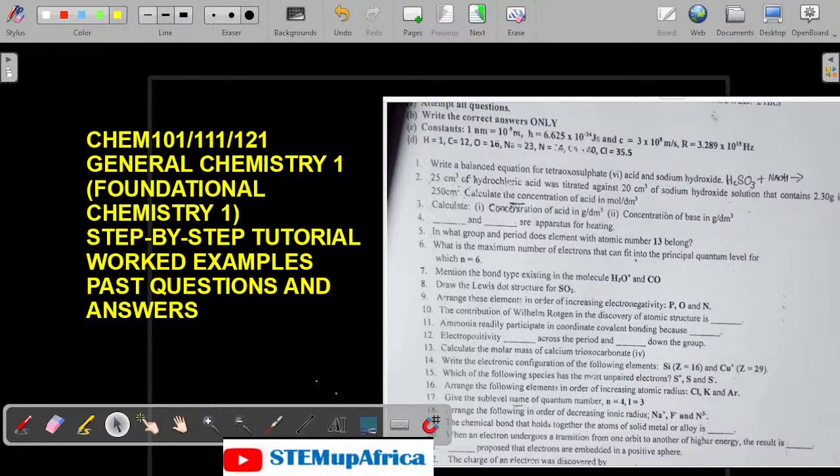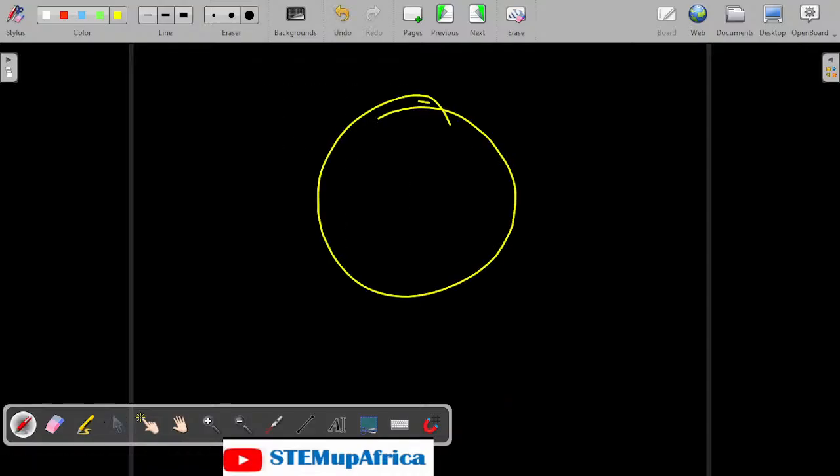Number 21 says, blank proposed that electrons are embedded in a positive sphere. This is a sphere where you have electrons embedded in it. Who proposed that? It is J.J. Thomson who proposed that concept or theory.